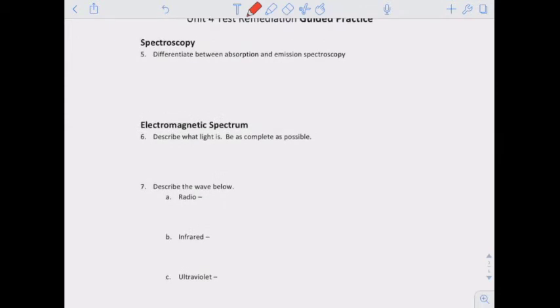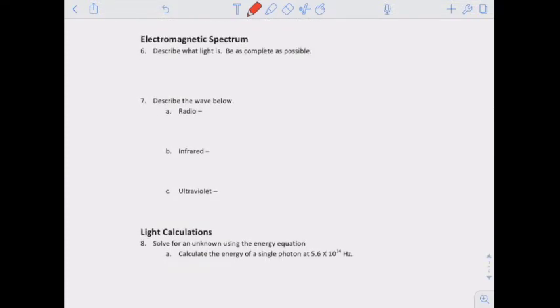Spectroscopy: it says differentiate between absorption and emission spectroscopy. An absorption spectroscopy is when light is absorbed, so it shows all the wavelengths of light except the light that's absorbed. And the emission spectroscopy is just the light that is emitted after something is absorbed. It says describe what light is. Be as complete as possible. Light is both a particle, meaning a photon, and a wave. We call that the wave-particle duality.